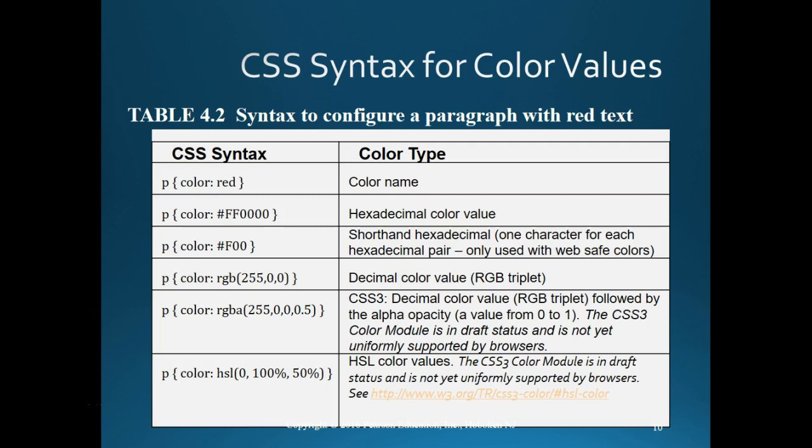And then this last one is HSL, which is hue, saturation, lightness. Not really supported too much yet, but hue 0, saturation 100%, and lightness 50%. So the top 2 or 3 are the ones that we're really going to use. Hexadecimal colors is what we're going to use today to get color in our documents.